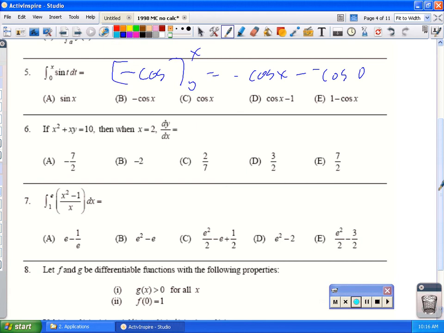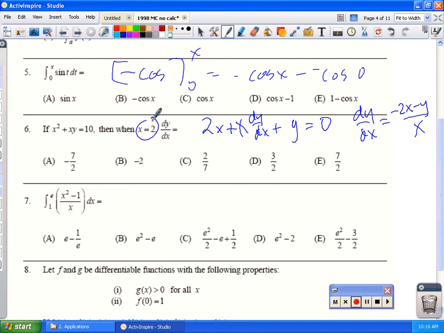Number 6, we're finding the derivative. We're going to find it by implicit differentiation, so I get 2x plus first deriv second plus second deriv first equals 0. Get dy dx by itself, and if I do this correctly, you'll get negative 2x minus y over x. That's the first part of the problem. However, they give you an x value, but they don't give you a y value.